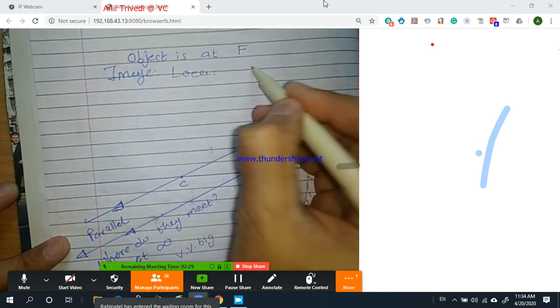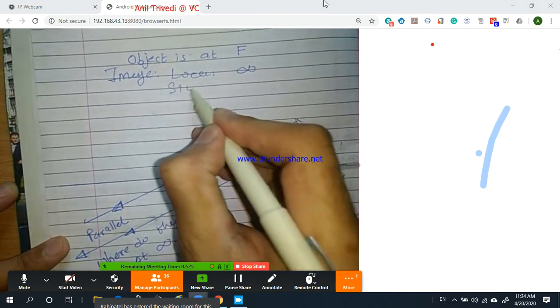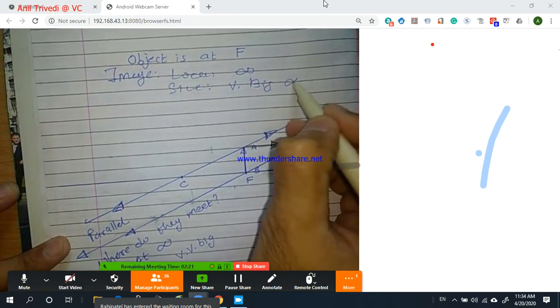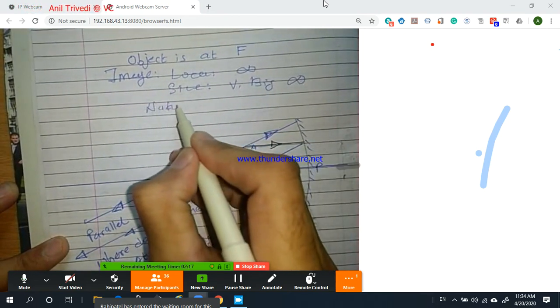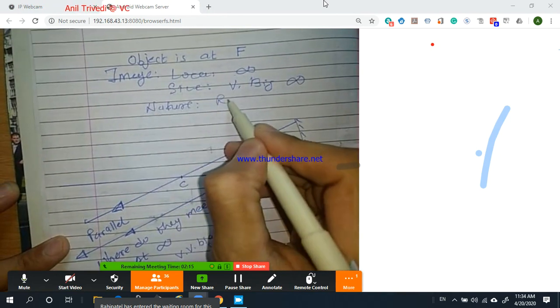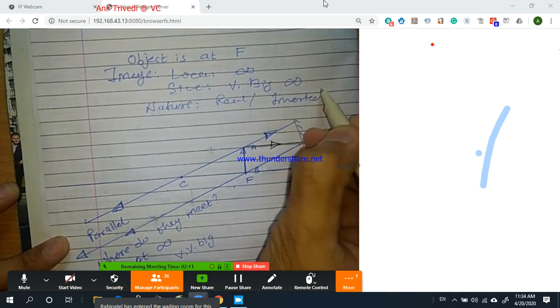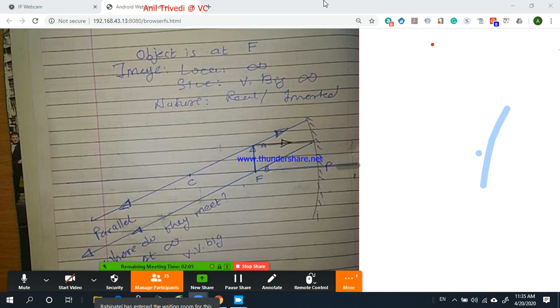Okay, so if you are asked to describe the image, where the image is formed: location, at infinity. Size, very big, infinite. Nature, we say real and inverted. If you doubt, check it yourself. These are something which we need to assume. Is it clear? Yes, sir.